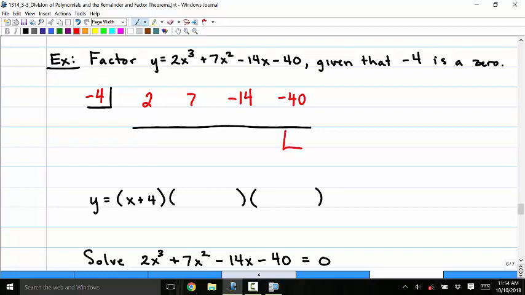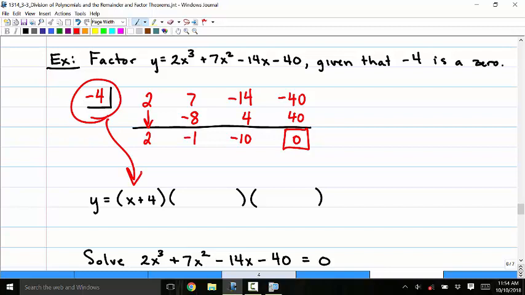What should my remainder be? I hope it's 0. Drop it down. 2 times negative 4 is negative 8. Negative 1 times negative 4 is 4. Negative 10 times negative 4 is 40. Yay! My remainder is 0. I know that that corresponds to that factor, correct?